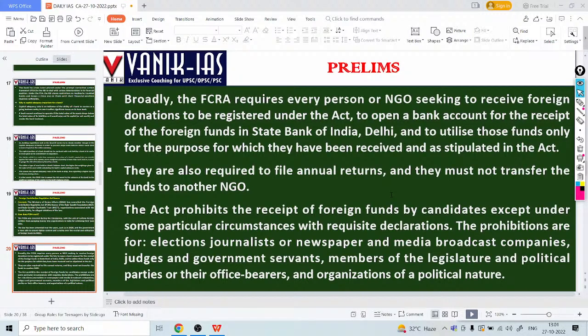Fine. The Act prohibits the receipt of foreign funds by candidates except under some particular circumstances which require declarations. The prohibitions are for election candidates, journalists or newspapers and media broadcast companies, judges and government servants, members of the legislature and political parties and their office bearers, and organizations of political nature. They cannot receive funds under this Foreign Contribution Regulation Act. There is a prohibition on them, because they are not empowered by the Act to receive the fund. Fine.